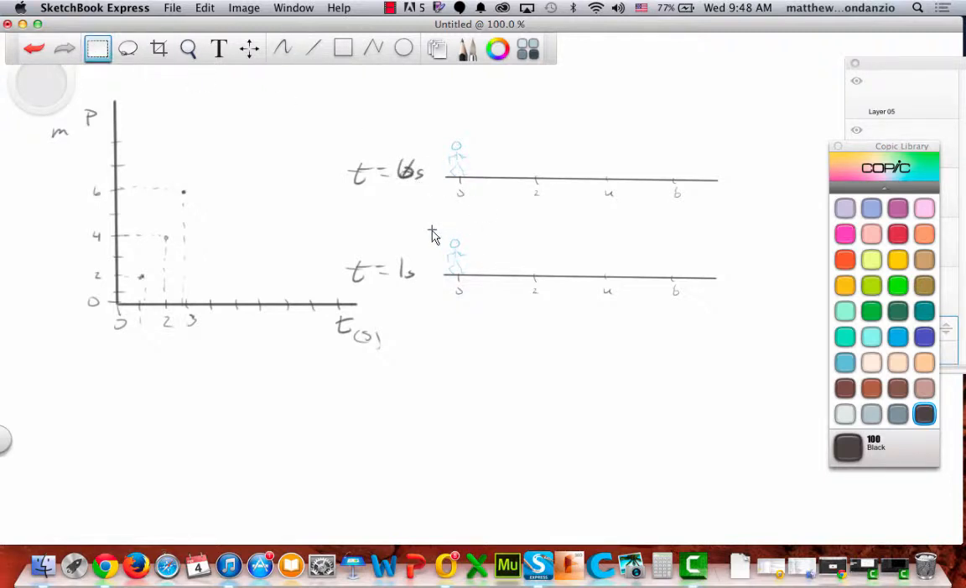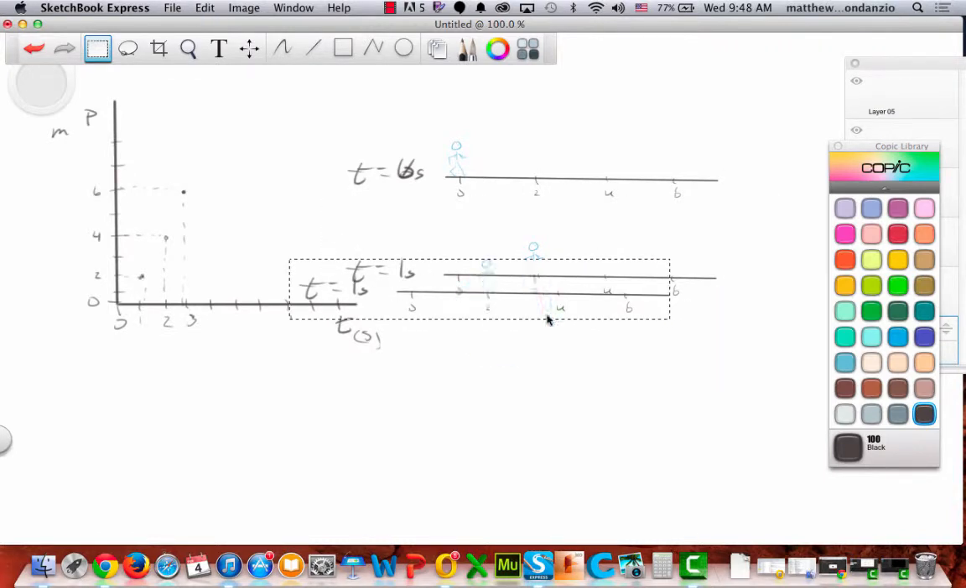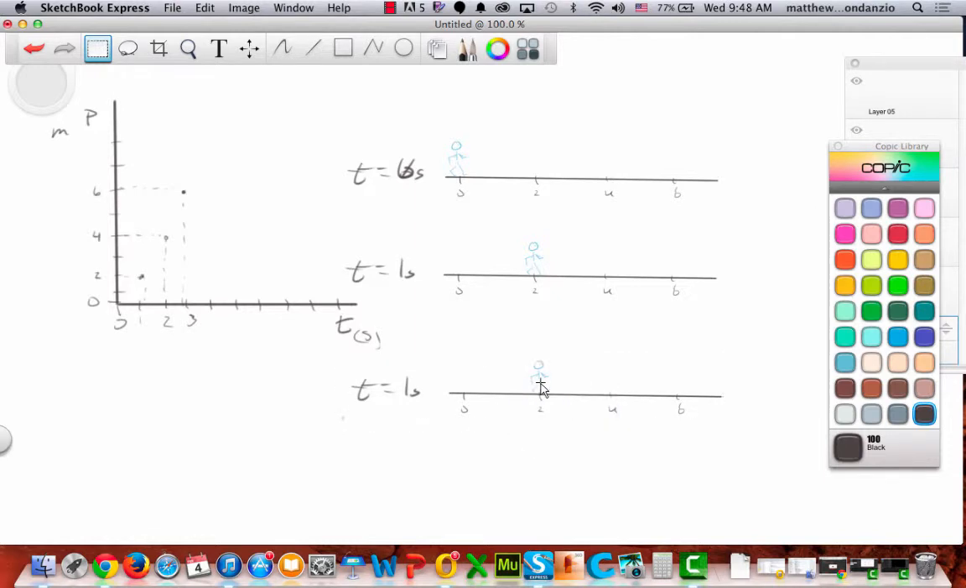My guy, where's my guy? Where's my guy at 1 second? 2 meters. So he's over here at 2 meters. Does that make sense? Okay. Notice he's not here anymore. He's here. This is just noting where he is at time. Okay, we're going to bring him down again. And now we're going to say this is at 3 seconds.